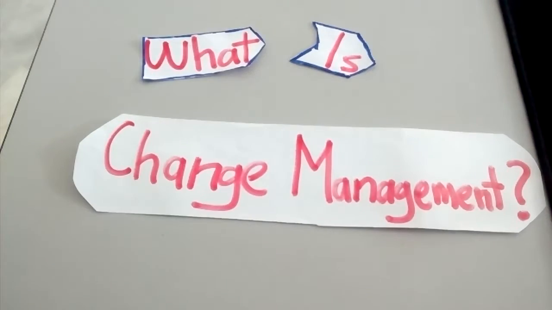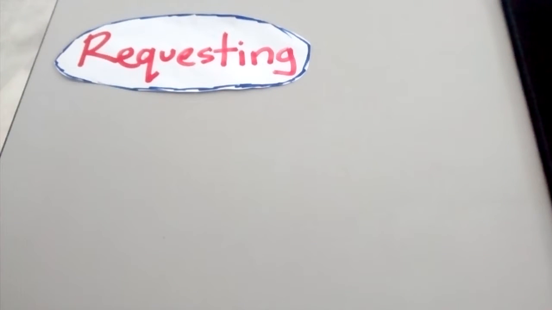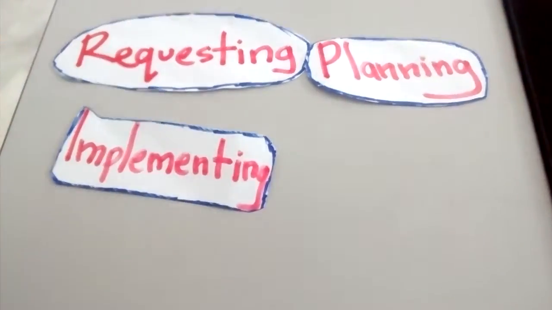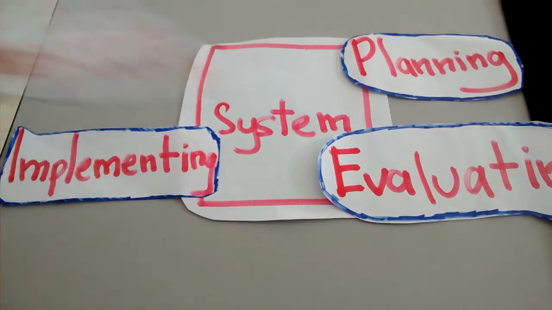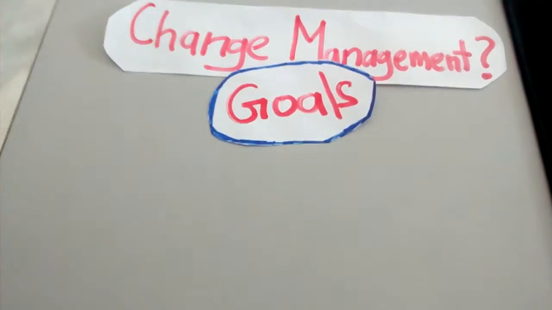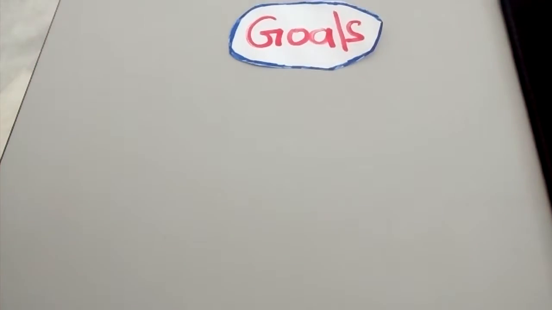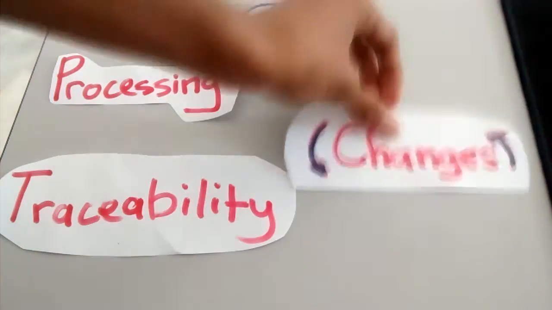What is change management? Change management is the process of requesting, determining attainability, planning, implementing and evaluating changes to a system. The goal of change management is to support the processing and traceability of changes to an interconnected set of factors.